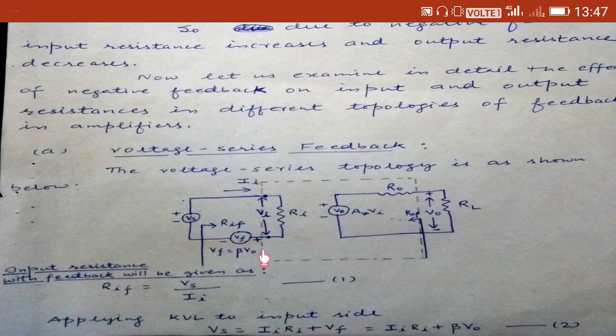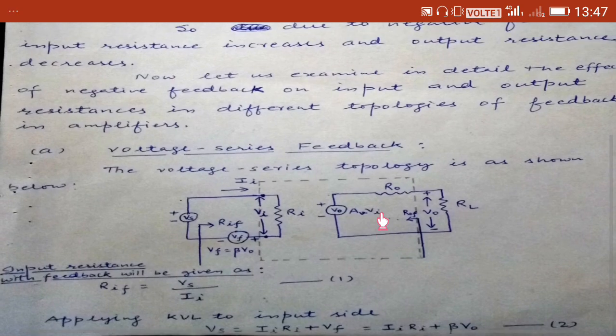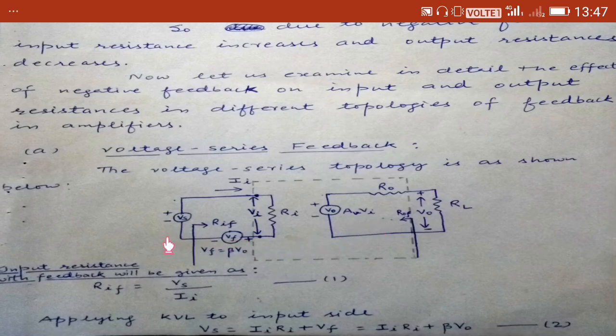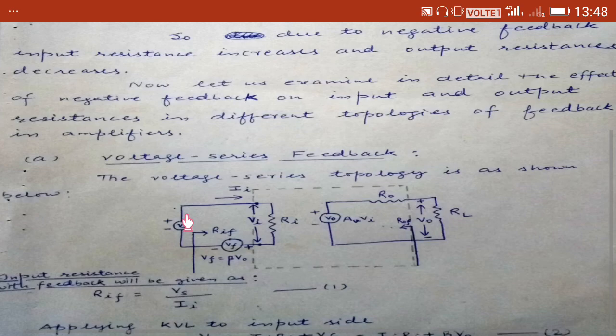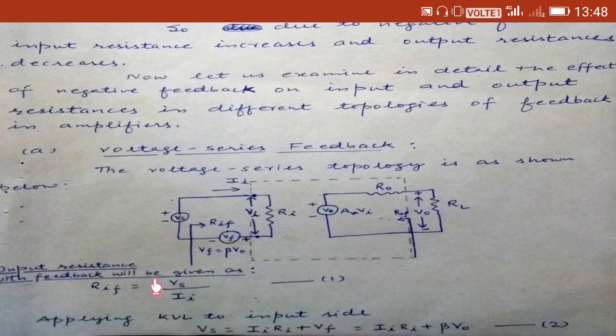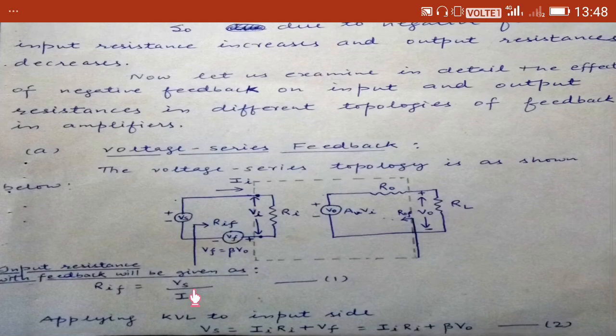This is the input section and this is the output section. Now for input resistance, what do we have to find? We have to find the ratio of Vs, that is the source voltage, and the input current Ii. This is the expression of input resistance with feedback.